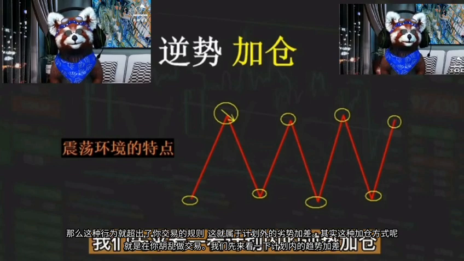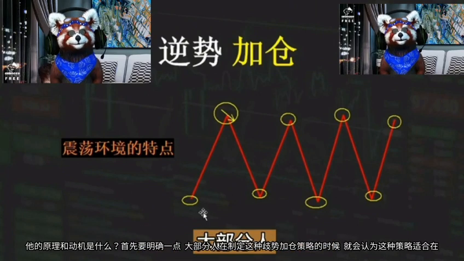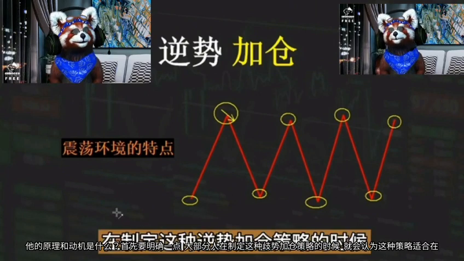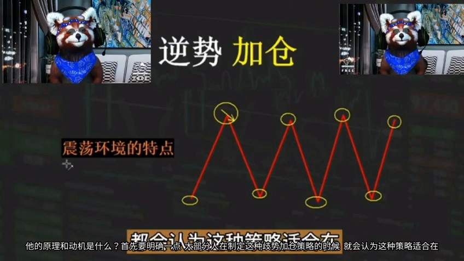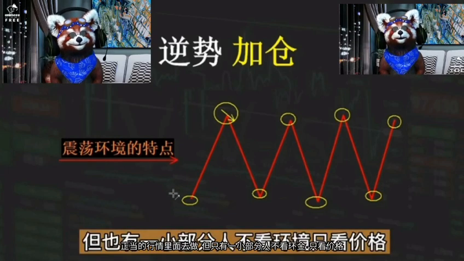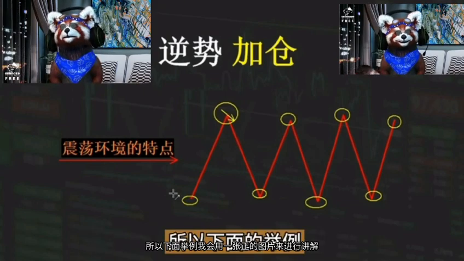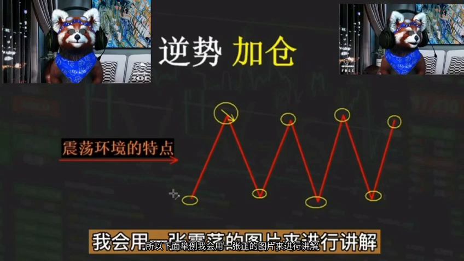Let's first look at adding positions to the trend within the plan. What are its principles and motivations? First, it needs to be clear that when most people formulate strategies to increase positions against the trend, they consider such strategies suitable for the ranging market, but only a small number of people don't look at the gold ring, they only look at the price. So for the example below, I will use a chart to explain.